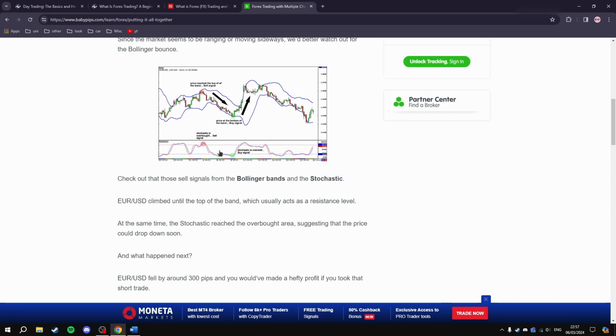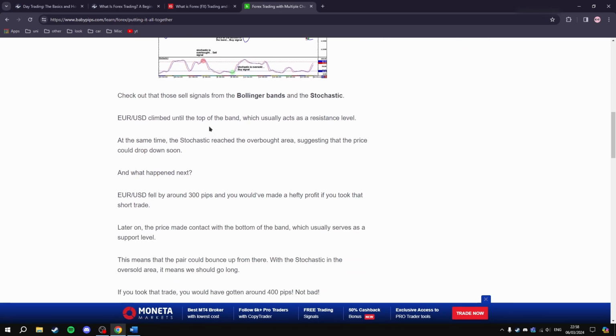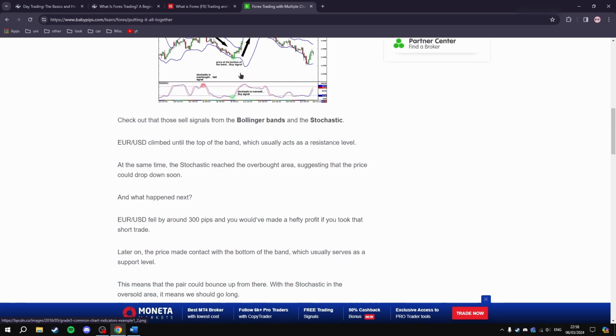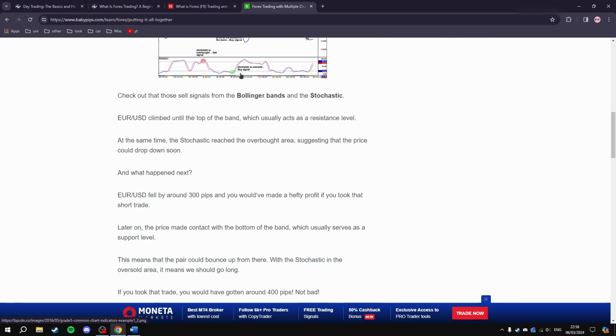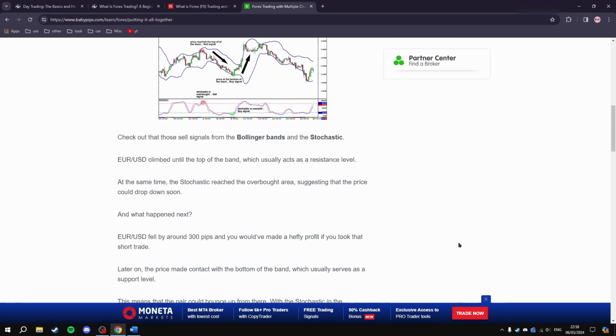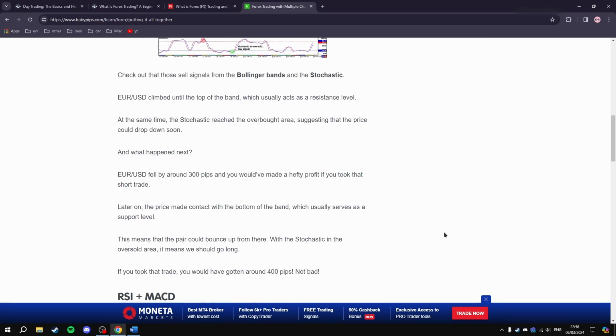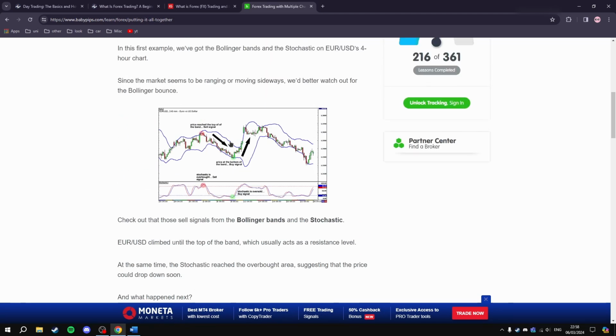EURUSD climbed until the top of the bands, here, which usually acts as a resistance level. At the same time, the Stochastic reached the overbought area, suggesting that price could drop soon. And what happened next? EURUSD fell by around 300 pips, and you would have made a hefty profit if you took that short trade. Later on, the price made contact with the bottom of the band, which usually serves as a support level. This means that the pair could bounce up from there, and with the Stochastic in the oversold area, we should go long. If you took that trade, you would have gotten around 400 pips. Not bad.